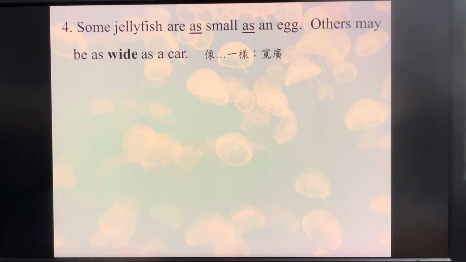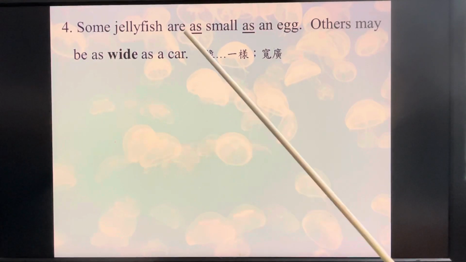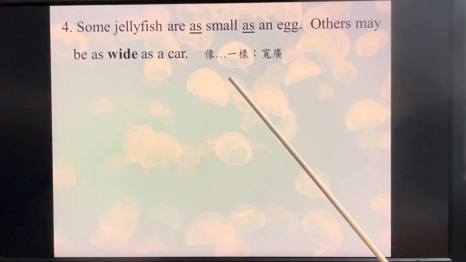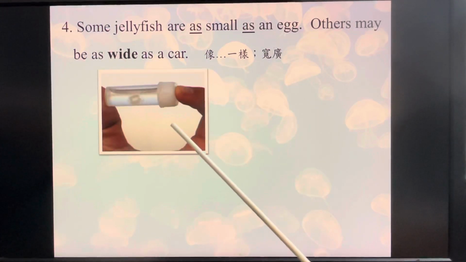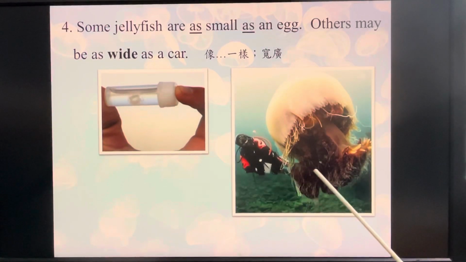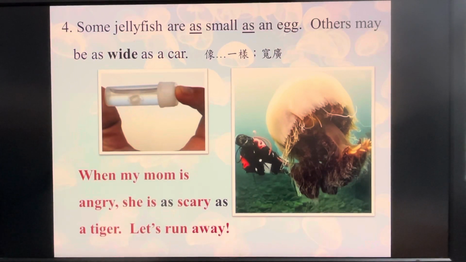Now, sentence number 4. Some jellyfish are as small as an egg. Others may be as wide as a car. As we have learned it. 以前有学过咯 as 像什么一样。So some jellyfish will be so small. Some jellyfish will be so big. Now, what about as? When my mom is angry, she's as scary as a tiger. Let's run away.